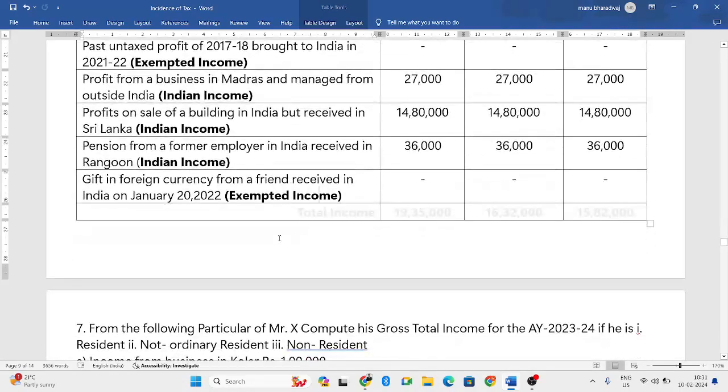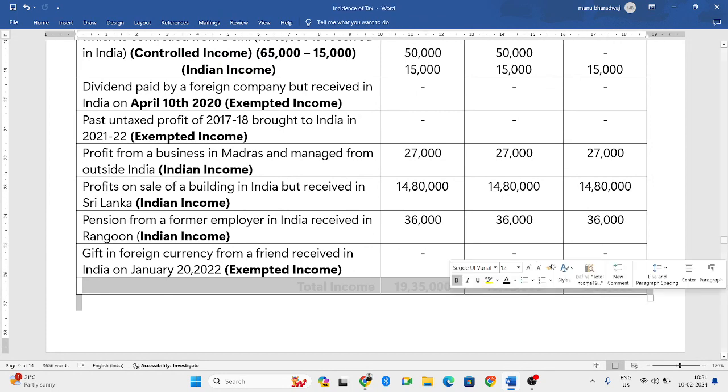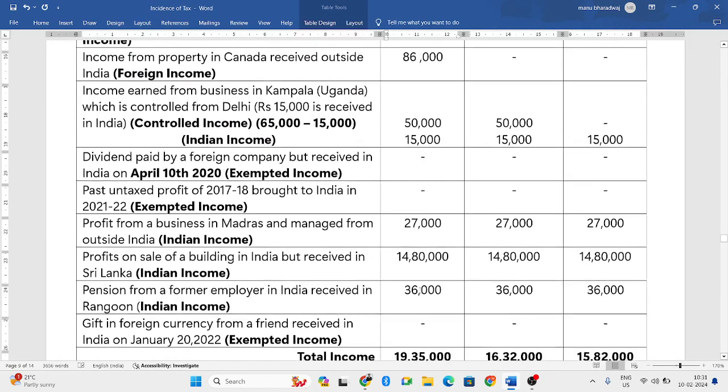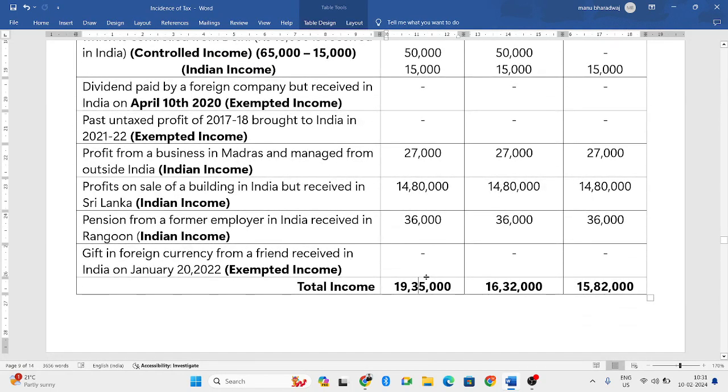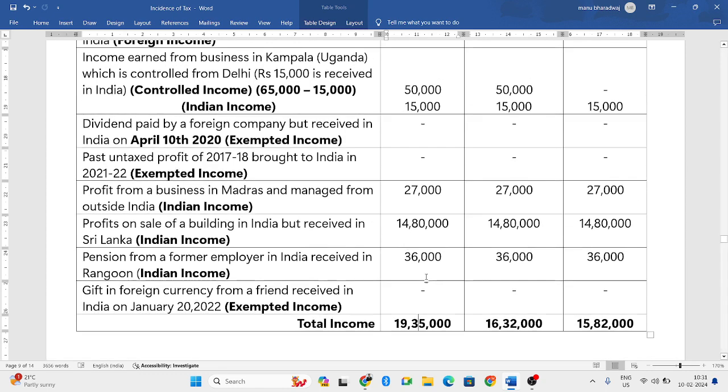Now when you add all three columns, you will get the total income. For ordinary resident, it is 19 lakh 35,000. For not an ordinary resident, it is 16 lakh 32,000. For non-resident, it is 15 lakh 82,000. This is how you need to solve the problem. Hope you have understood how to solve it. In my further videos, I'll come back with some more problems related to incidence of tax.